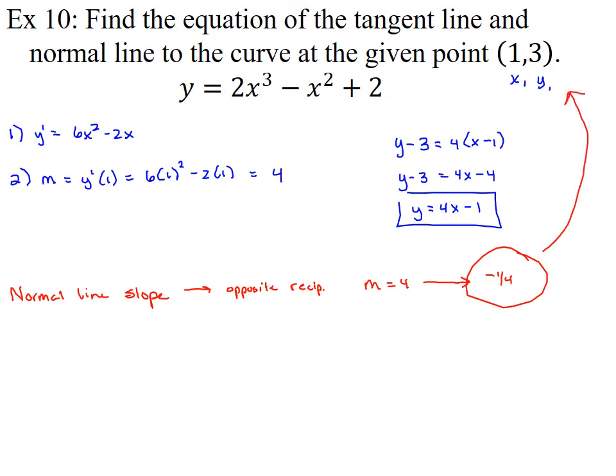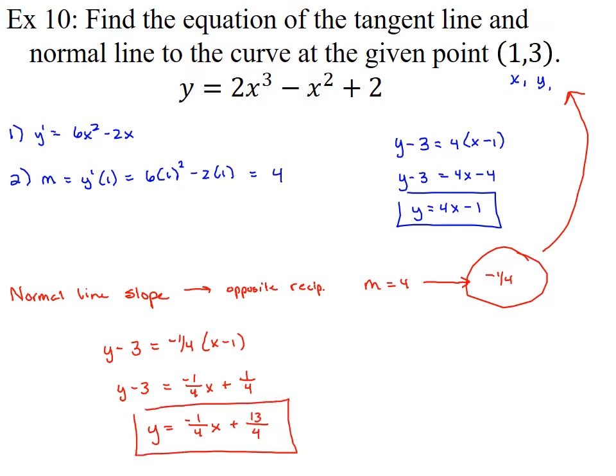You're going to use negative 1/4 and the original point to write another equation of a line. This would now be y minus 3 equals negative 1/4 times x minus 1. So y minus 3 equals negative 1/4 x plus 1/4. And if you add 3 to both sides, you might have to do some common denominators here. 1/4 plus 3 is going to give you 13/4. And that is the equation of the normal line to the curve at the point 1, 3.